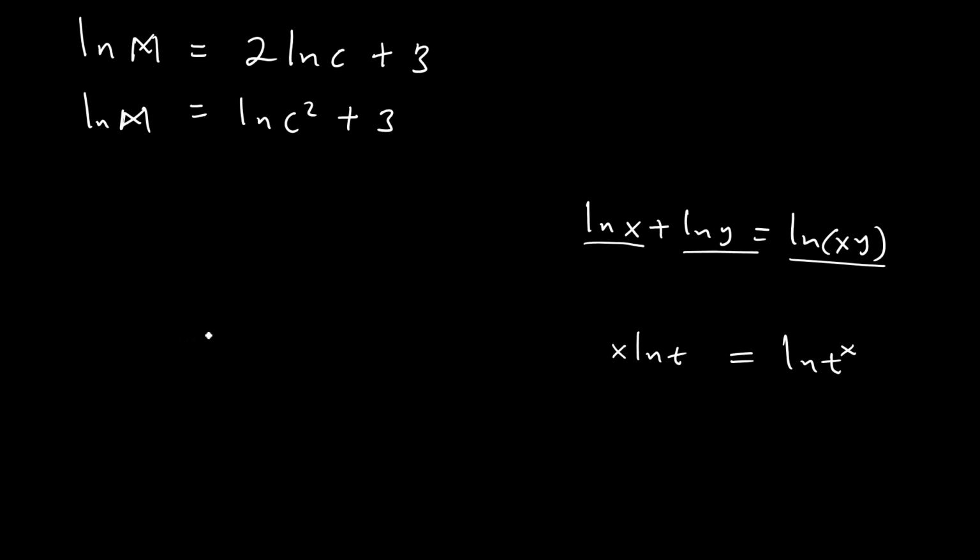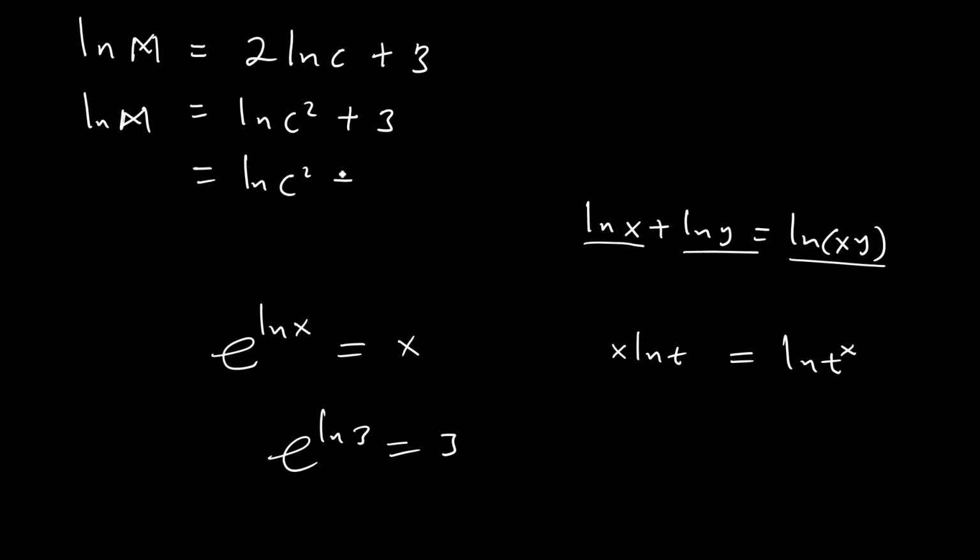So remember, under this type of question, in case we're given e raised to ln of, let's say, x, the same as x. So these ones are the natural log function. So e raised to ln of 3 is the same as 3. So we can write this one as ln c squared plus e raised to ln of 3.